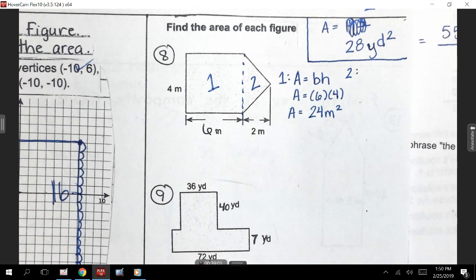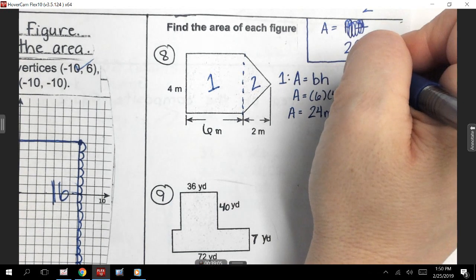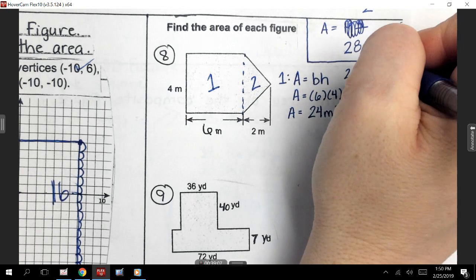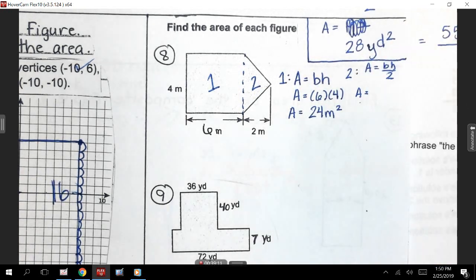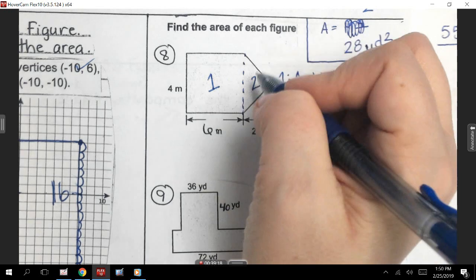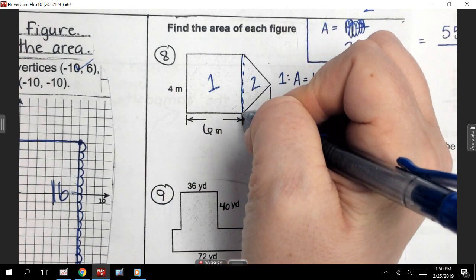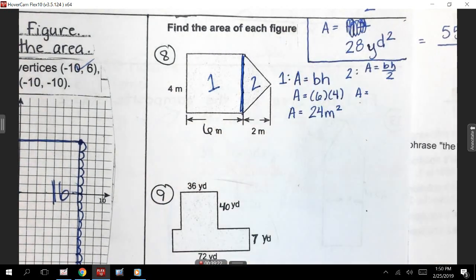Okay, now for shape 2. Now shape 2 is my triangle, so we've got to be a little bit careful. What formula am I using there? A equals BH divided by 2. So I get A equals, what is my base on the triangle? 4. Excellent job. So he knew that the base has to go straight across there.